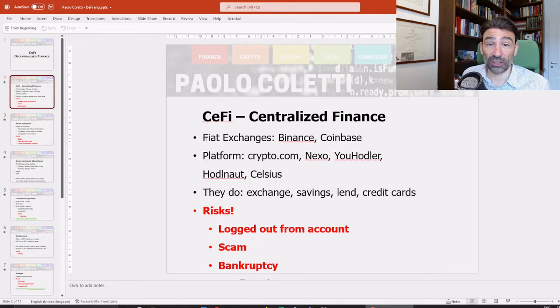Me too, I've been logged out from my account for some days. It could happen. Usually it happens whenever there are technical problems on their side or on your side. And what happens if you get logged out from your account in Decentralized Finance? You just reset up everything and you log in as usual.